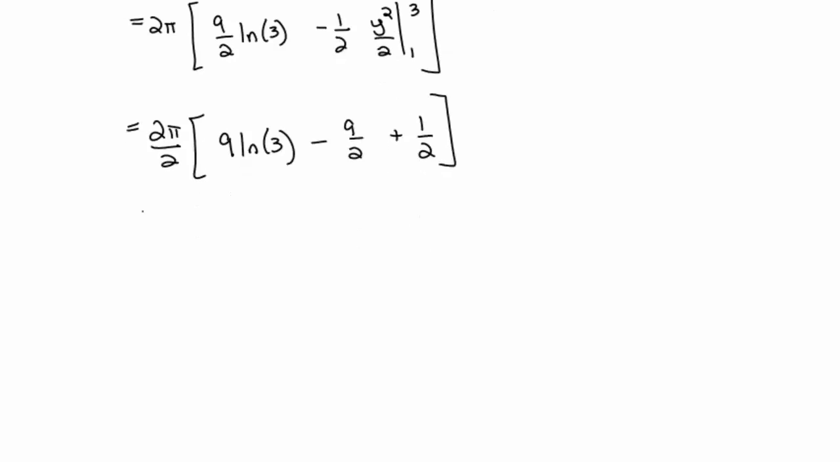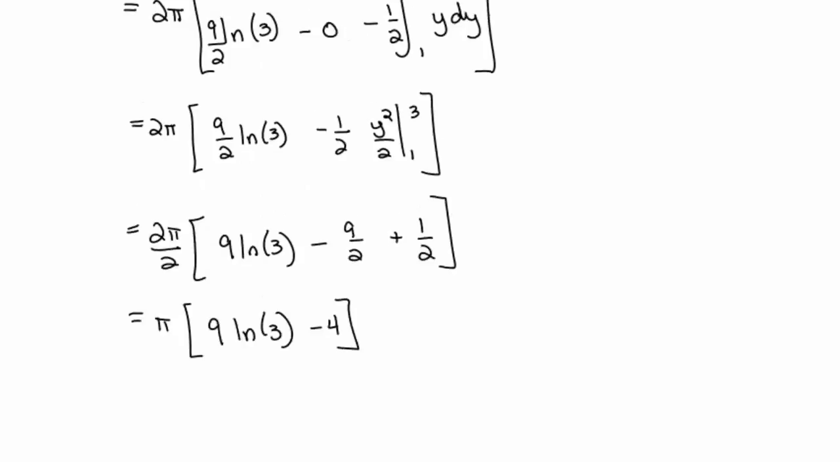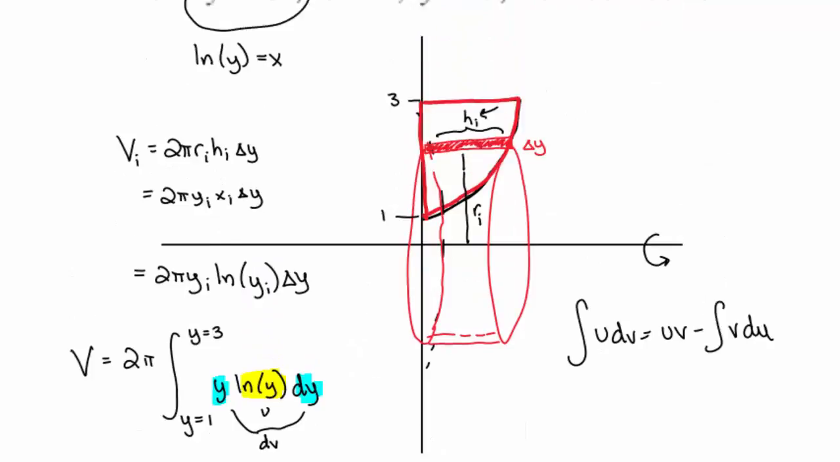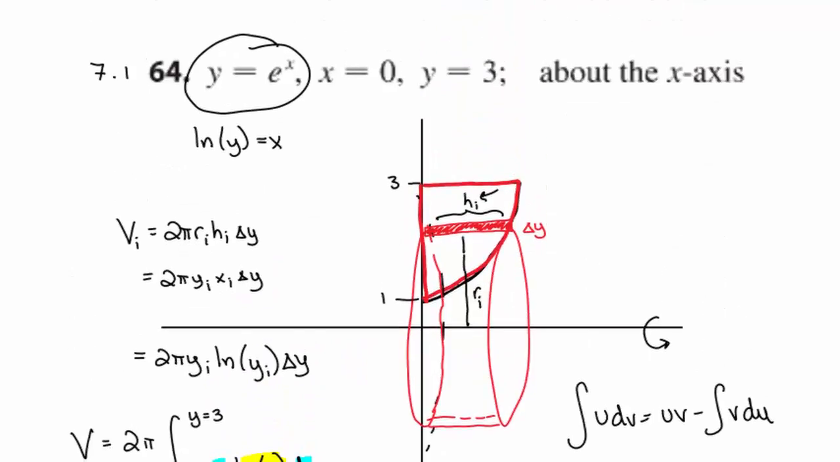Now I can clean this up. So we have pi times the quantity 9 natural log of 3, minus 9 halves plus 1/2, which is negative 8 halves, which is a negative 4. And there you have it. That is the volume if we were to rotate that region about the x-axis. And you could only do that using by parts.